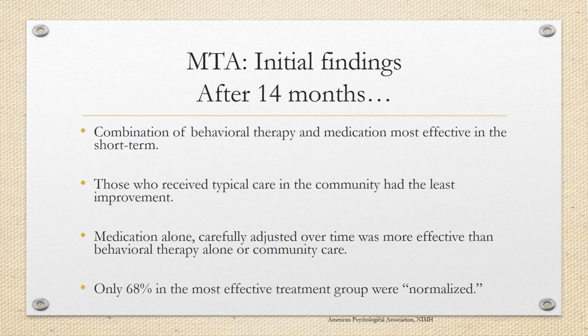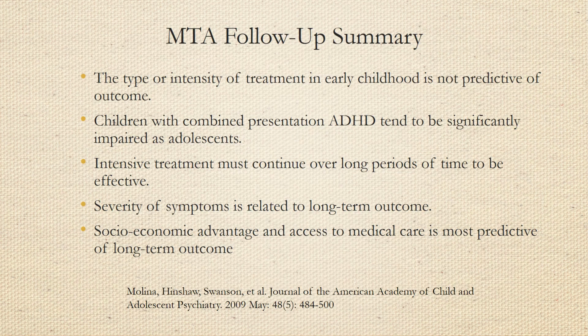The progress of these kids was evaluated after 14 months. What they found was that after 14 months, which was the short-term follow-up, a combination of behavioral therapy and medication was most effective. Those kids that received typical care in the community had the least improvement, and medication alone, when it's carefully adjusted over time, was much more effective than behavior therapy alone or community care. Sadly, not all of the kids in the most effective treatment group were normalized, but about 68% were.